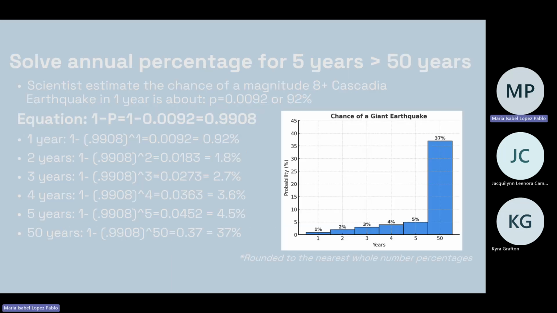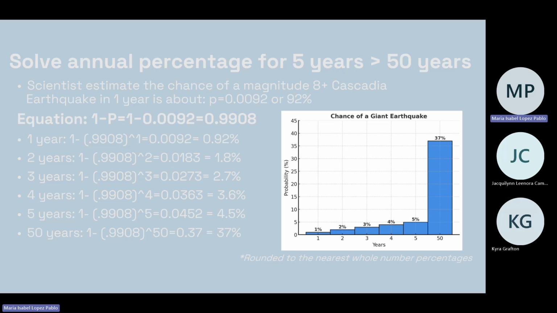In this next slide, we're solving for the first 5 years, and then we're skipping to the 50th year. Again, the probability of a magnitude 8 or plus in the Cascadia zone in the next 50 years would be the 37%. And right here, we did round these up. So in 2 years, once you do the math, 1 minus 0.9908, which is what we got in our equation at the top, to the power of 2 for the 2 years equals 0.0183, which, once you put it into a percentage, equals 1.8.